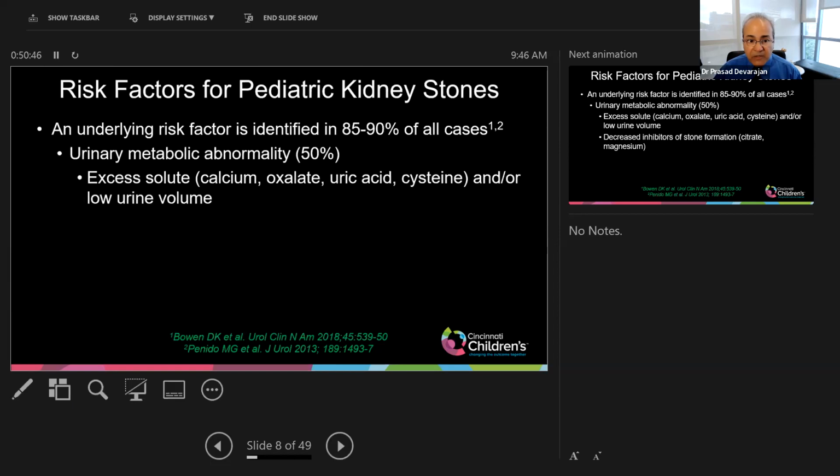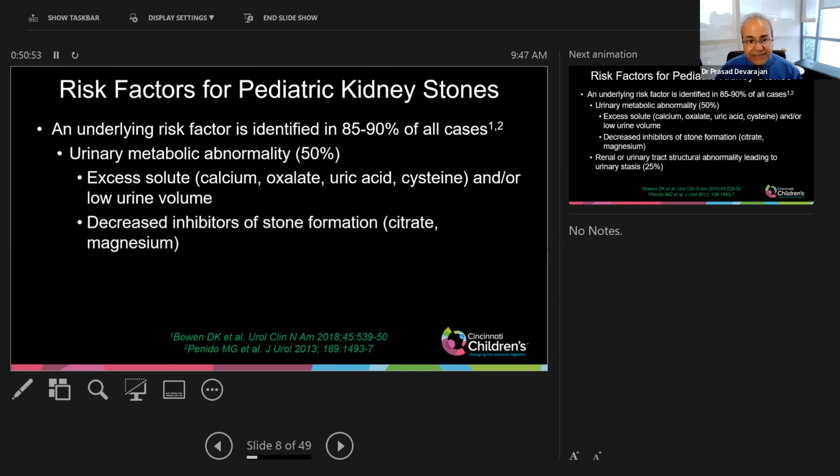If there's not enough volume, even a normal amount of solute will get supersaturated. And the other important reason is decreased inhibitors of stone formation. The reason why we all don't get kidney stones, even though we all have calcium in our kidney, is because there are very powerful endogenous inhibitors of stone formation. And the two best studied ones are citrate and magnesium.